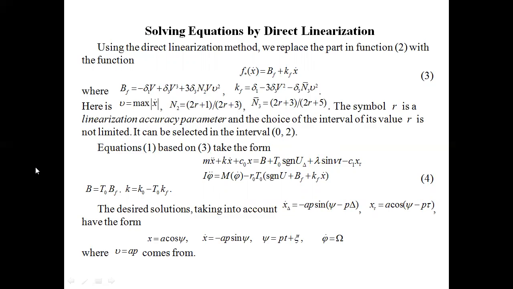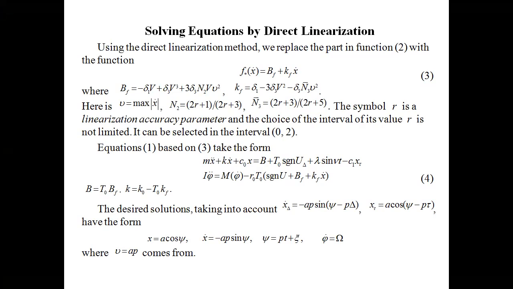They symbolize the linearization accuracy parameter, and the choice of the interval of its value is not limited. It can be selected in the interval from 0 to 2. Equations 1, based on 3, take the next form 4. B and K are given by the indicated relations.